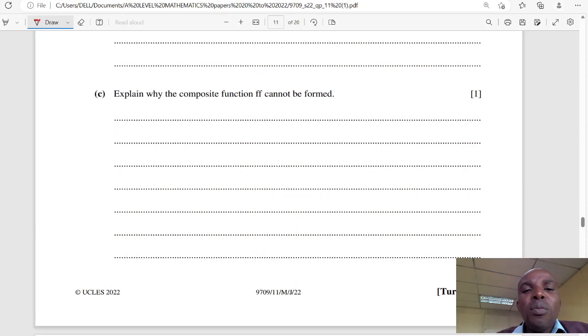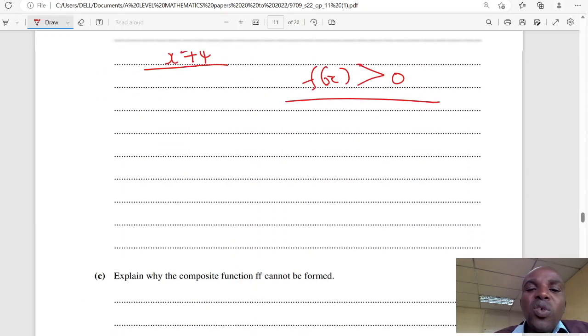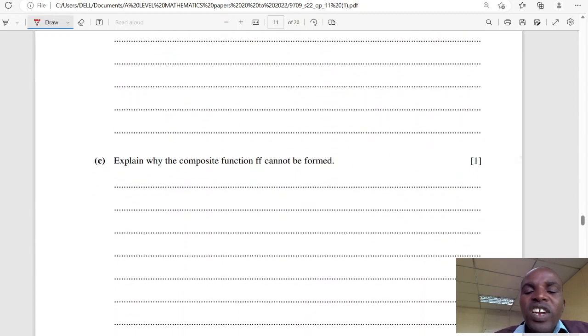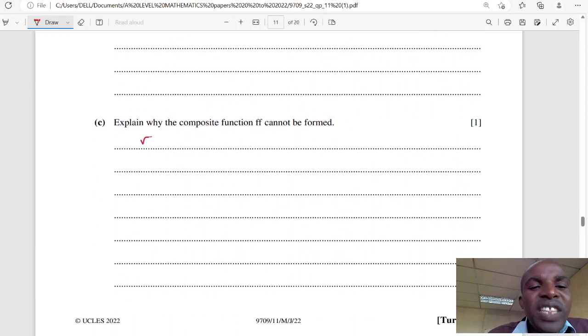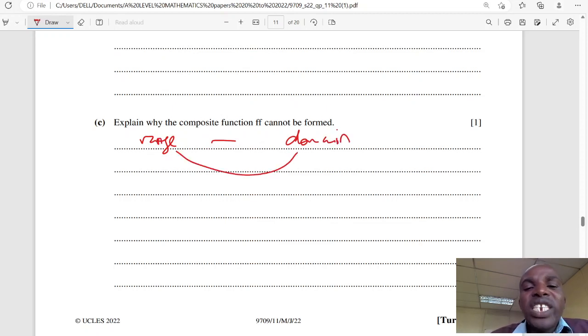Then explain why the composite function cannot be formed. For the composite function to be formed, basically, we have the range and the domain. The first has a domain and range, and the second has a domain. So the range must contain all of the domain. So if the range of the first part does not contain the domain of the second part, then in that case it means a composite function cannot be formed.